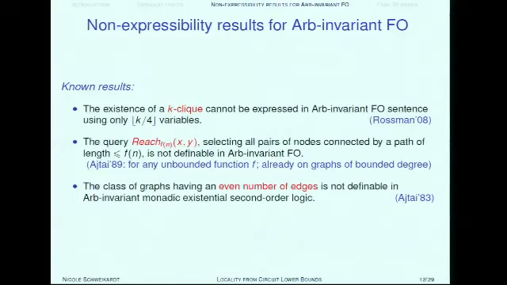And his proof even shows that this is true for particular graphs of bounded degree. And there is another result by Ajtai showing that a graph having an even number of edges cannot be defined in ARP invariant existential monadic second order logic.